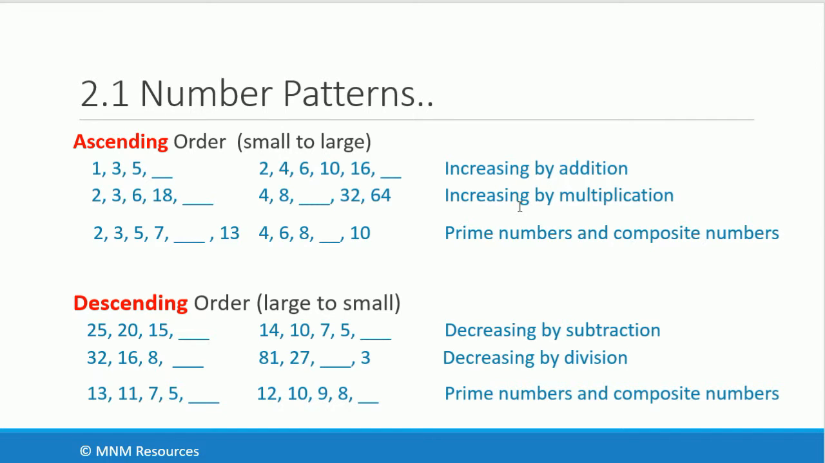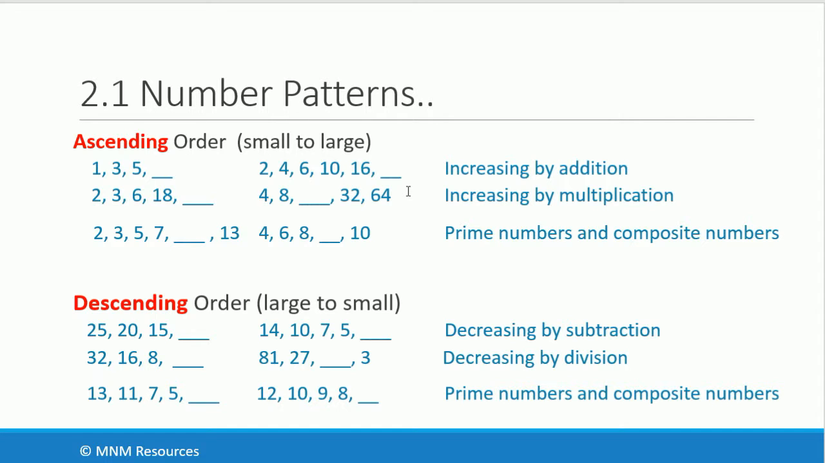You can also observe number patterns where the numbers increase by multiplication. For example, here you can see that the first two digits are multiplied to give you the third digit. So 2 times 3 is 6, 6 times 3 is 18. So what will be the blank number? Can you fill in that number? The response is 18 times 6. 18 times 6 equals 108.